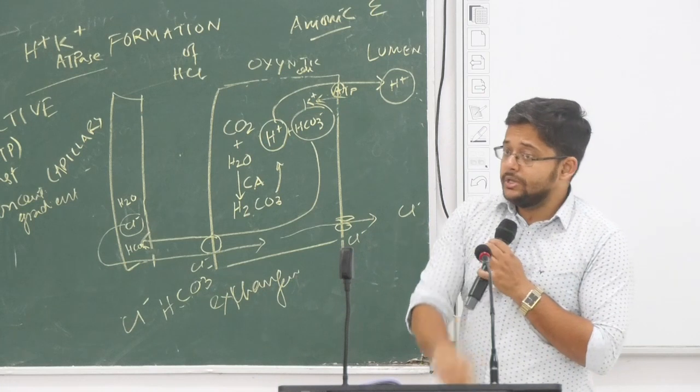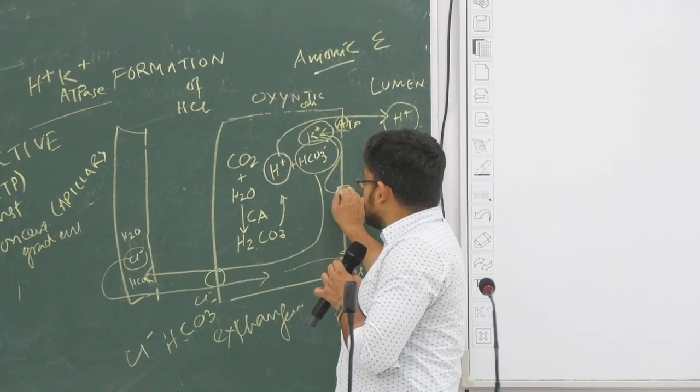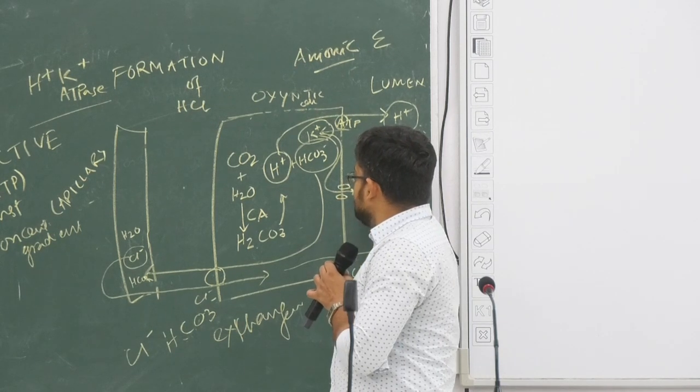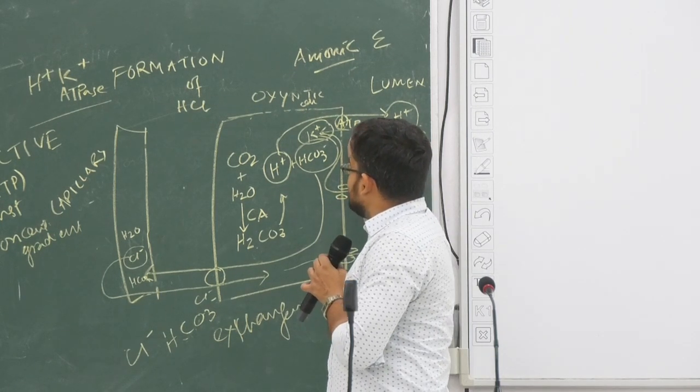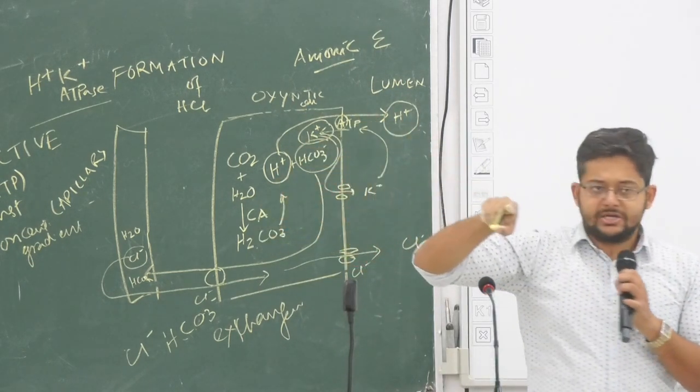And what happens to the potassium? This extra potassium again comes out through a potassium channel over here into the lumen, and this continuously takes part in the circular reaction. So the whole thing is like that: H plus K plus ATPase is helping H plus get into the lumen. We are getting one H plus in the lumen. Similarly, bicarbonate is being exchanged with the chloride ion which is present in the blood.